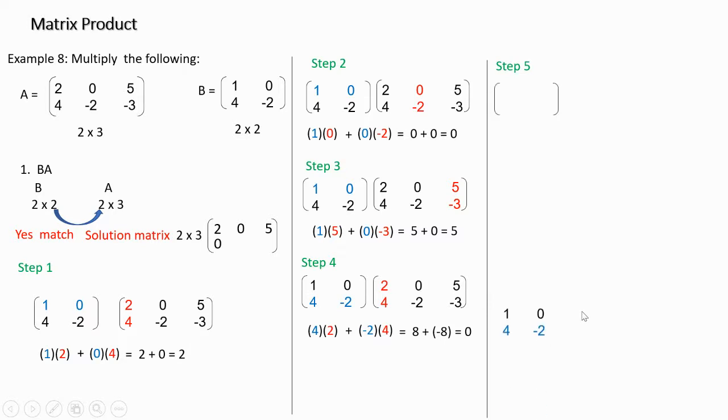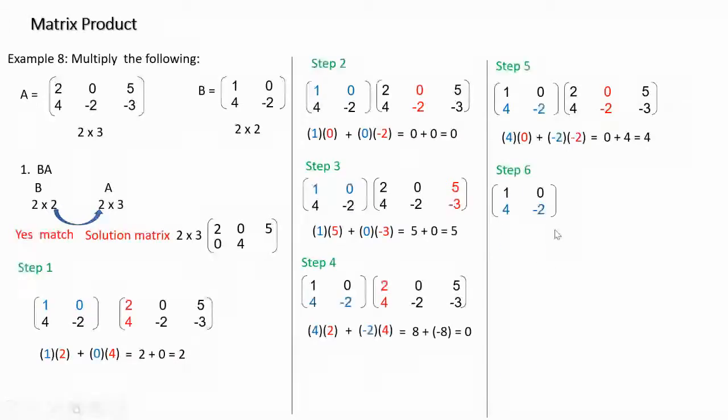Step 5. Again, we're using row 2, and now we're going to be using column 2. So 4 times 0 and negative 2 times negative 2. The answer will be 4. The 4 goes there. And then finally, step 6, we're going to do again second row times the last column. And this will be the last step because there's no more columns to multiply by. So 4 times 5 and negative 2 times negative 3. So that'll give me 26.